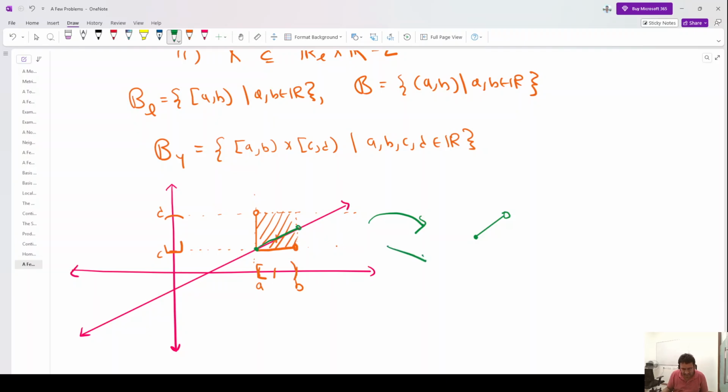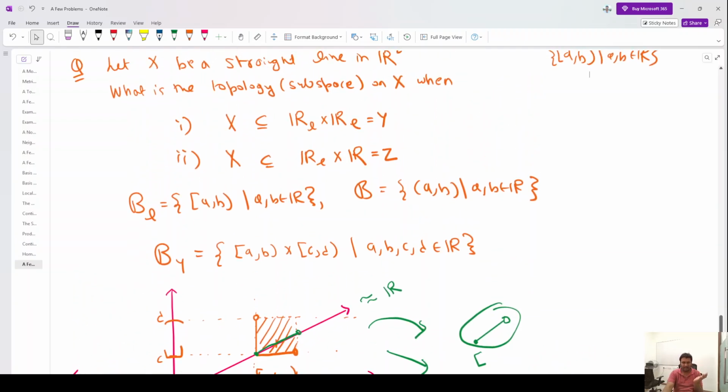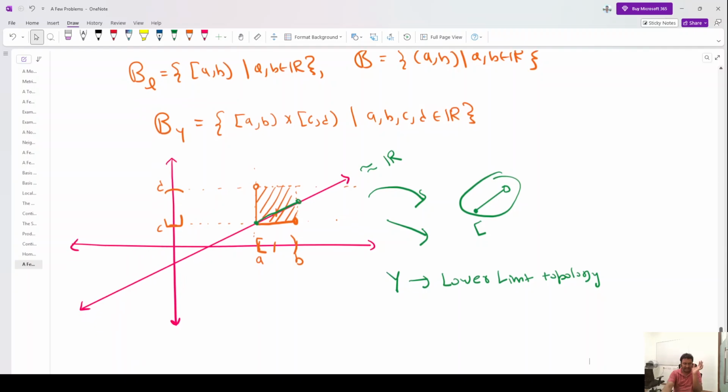So in this case, these kinds of intervals we are getting. If you consider this, this is a line. You can show this is homeomorphic to R. So this is a line and these kinds of open intervals you have. So when you take Y, it has what again? Lower limit topology, because that's precisely what the open sets are. But we are not done. This is just one kind of line, right? Depending upon the slope, we will have another kind of lines, right?